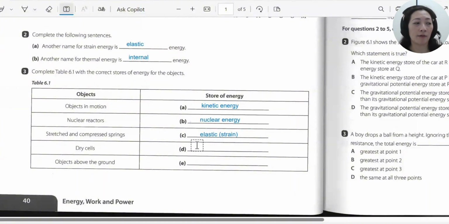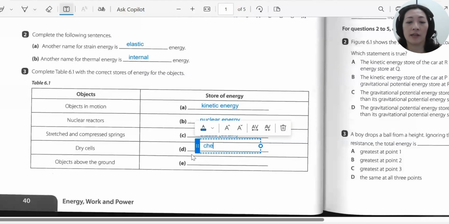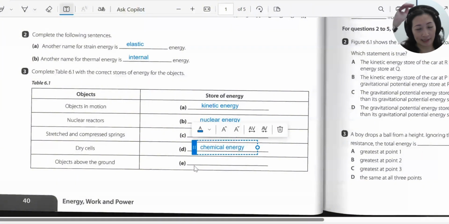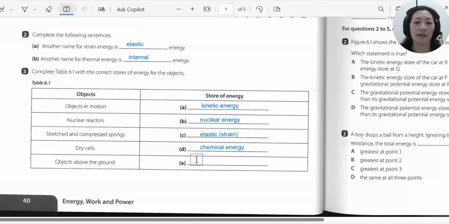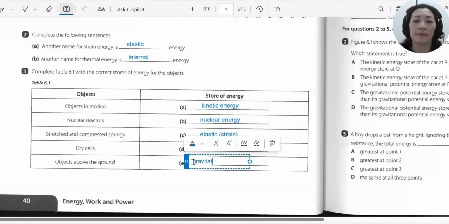Dry cells. Some of you have asked me what dry cells are. They're basically cells like the batteries, but they're dry because they don't have liquid like the wet cells that are used in cars. So dry cells have chemical energy from which the energy will then be converted into other forms. And objects above the ground, that means that they're placed at a greater height. That's gravitational potential energy.